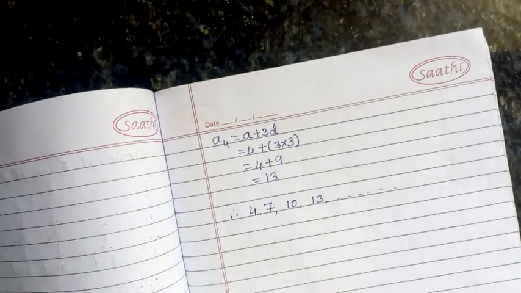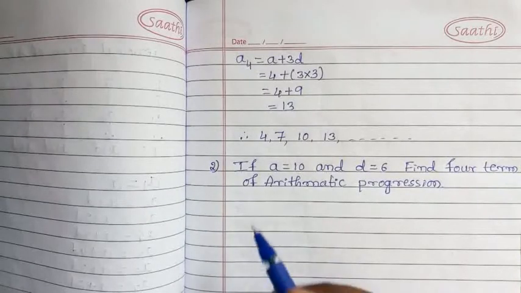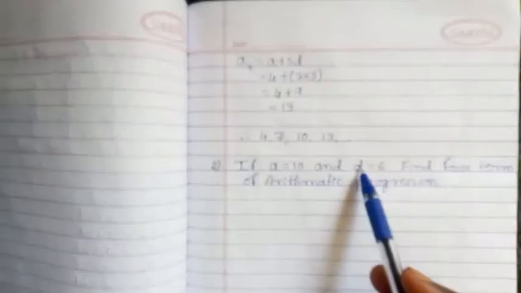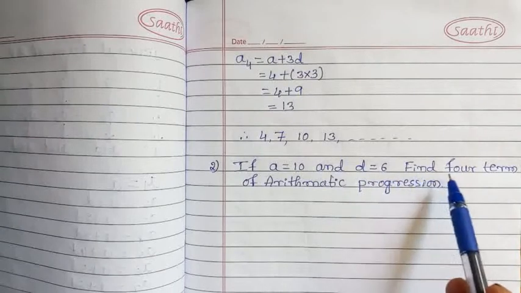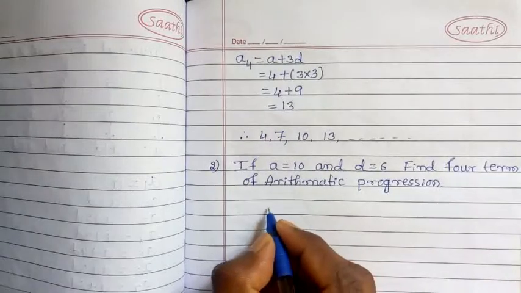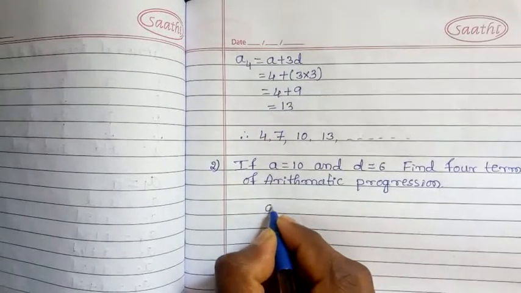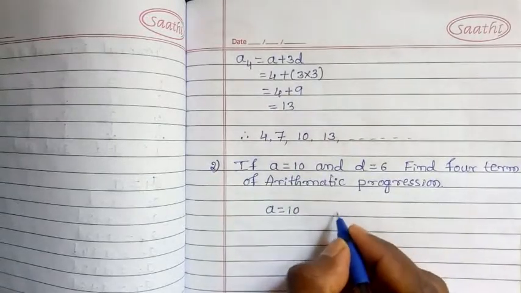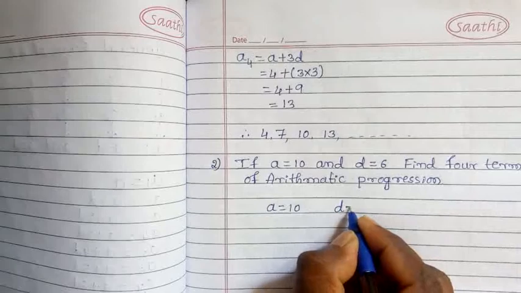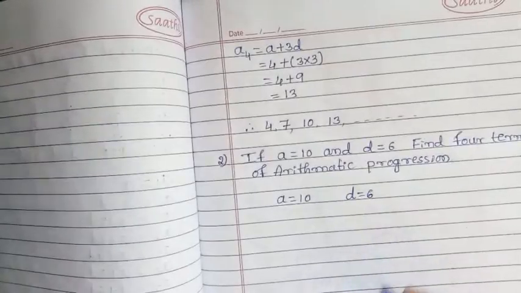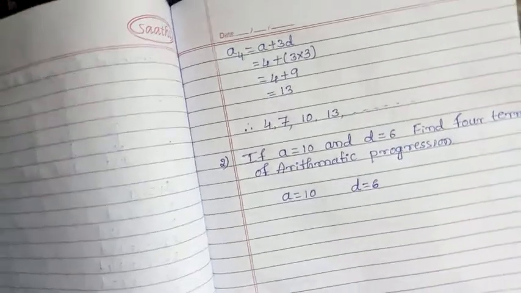Similarly, we have to calculate the next example. Here they are given a is equal to 10 and d is equal to 6. Find four terms of the arithmetic progression. Here the first term is a equal to 10, and the common difference is d equal to 6. By using these two values, we have to calculate the first four terms of the arithmetic progression.